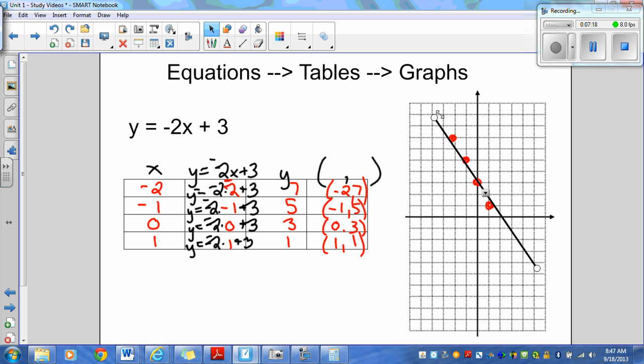That is a definite downward sloping line. It's got a negative slope. I need arrows, and I need you to label the line. Y equals negative 2x plus 3.